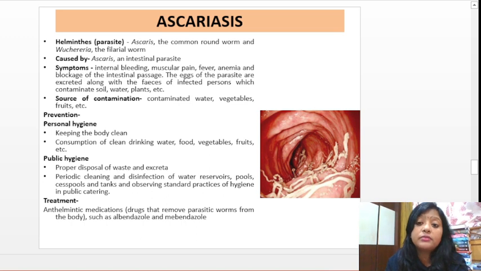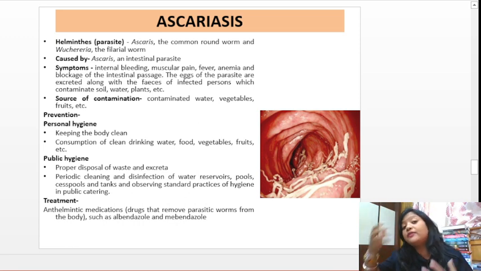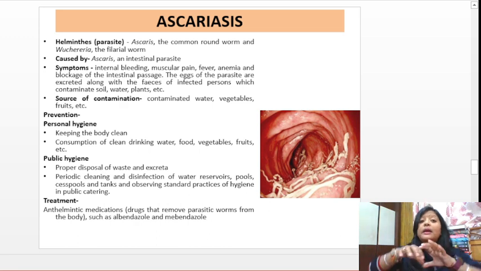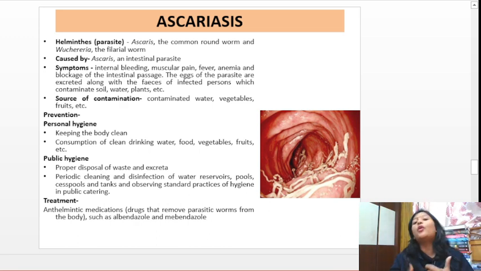What are the symptoms? You can see in the diagram here, it looks very weird, but that's a fact. When it enters our intestine, there are all types of worm-like structures. It will cause internal bleeding. You will show fever and anemia. Sometimes the internal passage gets blocked, and you have to operate, and you can see doctors taking out the worms. Also, these eggs are excreted with the feces of an infected person.